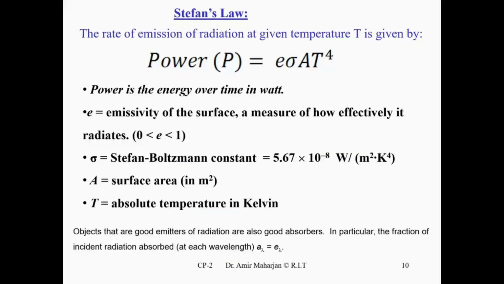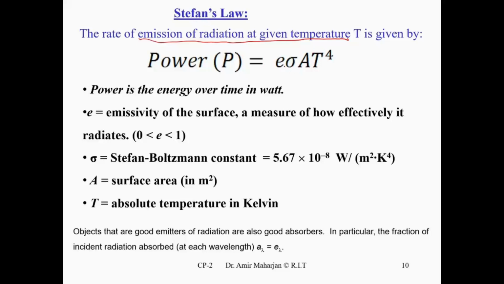And there's a law of radiation that we'll be using, called Stefan's law. It says the rate of emission of radiation, which is Q over t, the rate of energy loss over time, which you can also call power, is given by this formula based on Stefan's law.